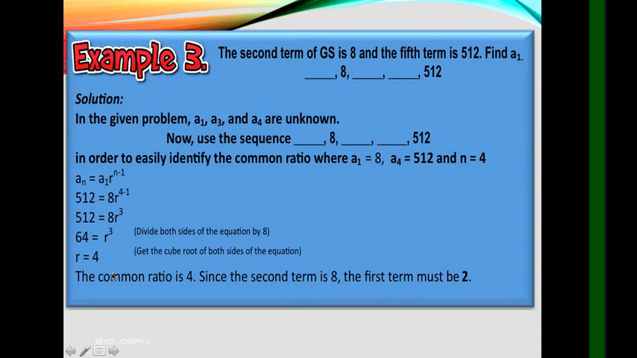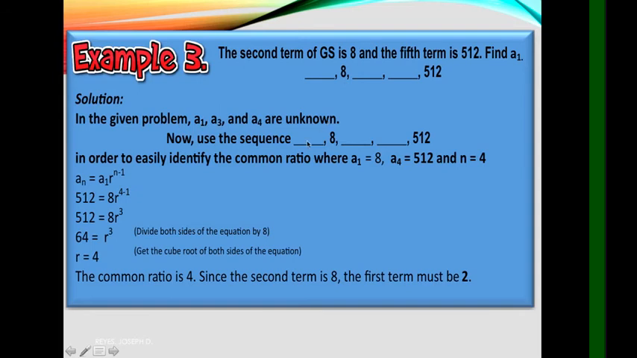Example number 3. The second term of a geometric sequence is 8. And the fifth term is 512. Find the a sub 1. So we are looking for the a sub 1. But we are also looking for the a sub 3 and a sub 4. Given the last term, which is 512, and the second is 8. In the given problem, a sub 1, a sub 3, and a sub 4 are unknown.